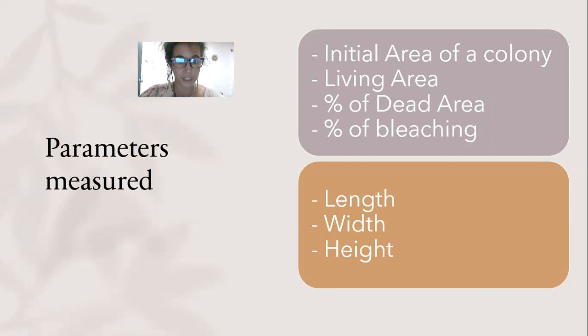The dead area that we're measuring is ancient death, which means that there is no living tissue or dead tissue. It's only the skeleton with algae that's grown on it, or if it's really recent, only the exposed skeleton, but no tissue there. And that's the difference with the bleaching, where we'll be including different stages of bleaching from pale to completely white, but without any algae on it. So like recent death and also bleached tissue. Also, we will be measuring the length, the width, and the height of the colonies.